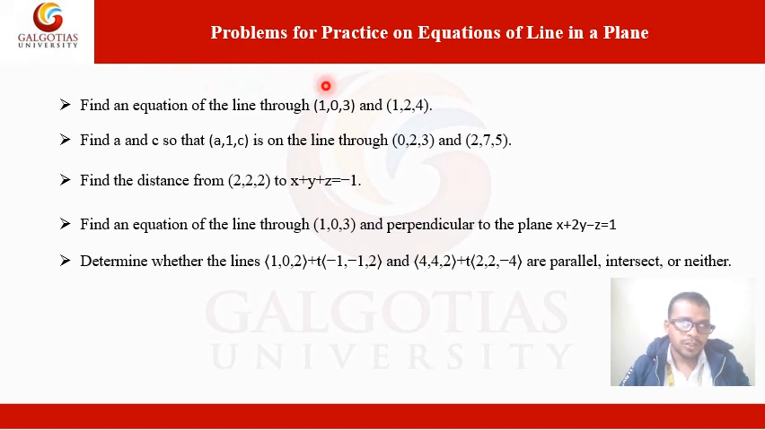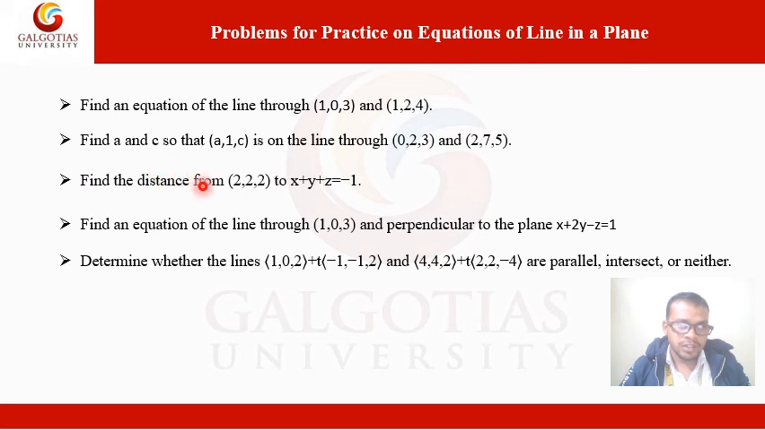Here are some problems that you must study to understand this lecture very clearly and accurately. These problems will help you to understand this lecture thoroughly and efficiently. The first question is, find an equation of the line through (1, 0, 3) and (1, 2, 4). Here is another question. Find the values of a and c so that (a, 1, c) is on the line through (0, 2, 3) and (2, 7, 5). Hope you understand how to find this.